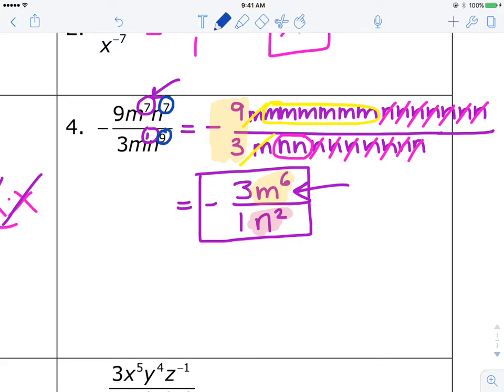So we have 9 and we have 7. It makes sense that the n would end up on the bottom because all the top numbers would cancel before the bottom ones did, right? Wherever it's bigger, that's where our variable ends up.